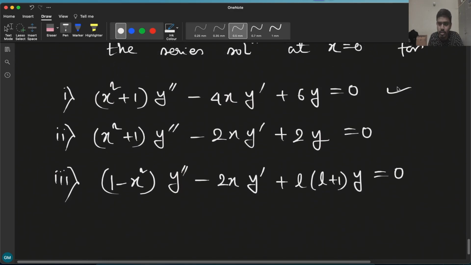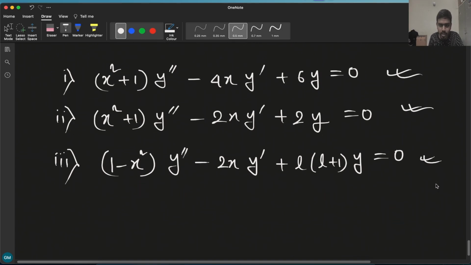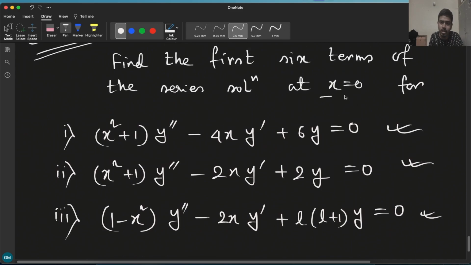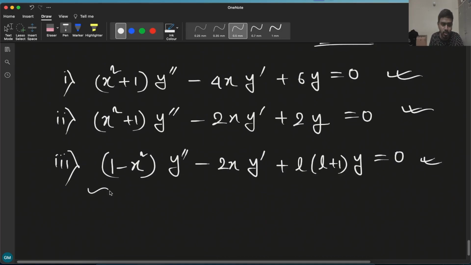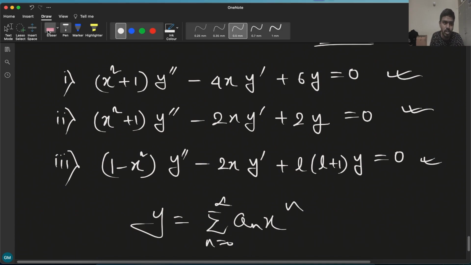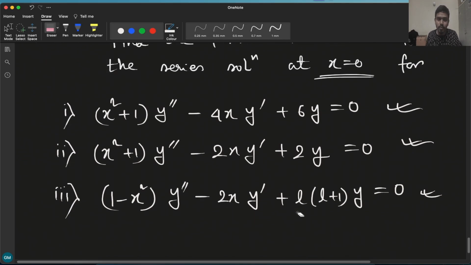I would expect you to solve this one, and this you can try, give it a try. So first, what you need to show is basically x equals to 0 is indeed an ordinary point. That you can very easily show. You can take this term as px and show that it's not equals to 0 at x equals to 0. And then you can take the solution as y equals to sum over a n x to the power n, n equals to 0 to infinity, and follow the usual procedure to find the a-n's. So these 3 problems you can try.